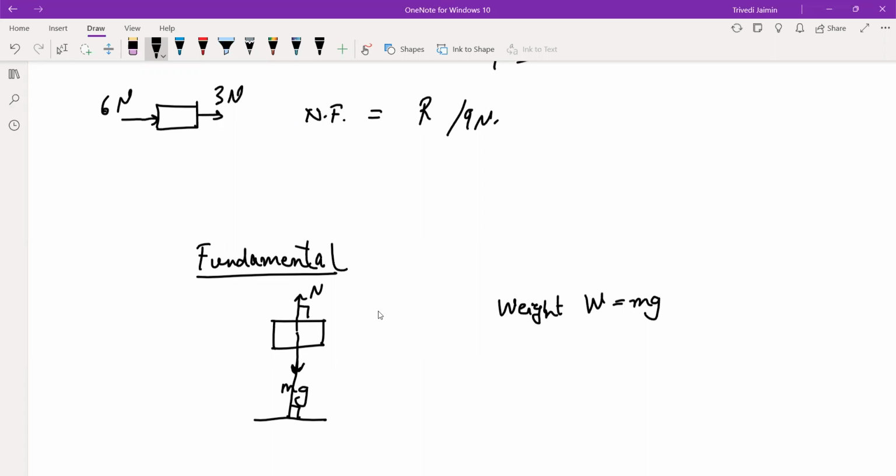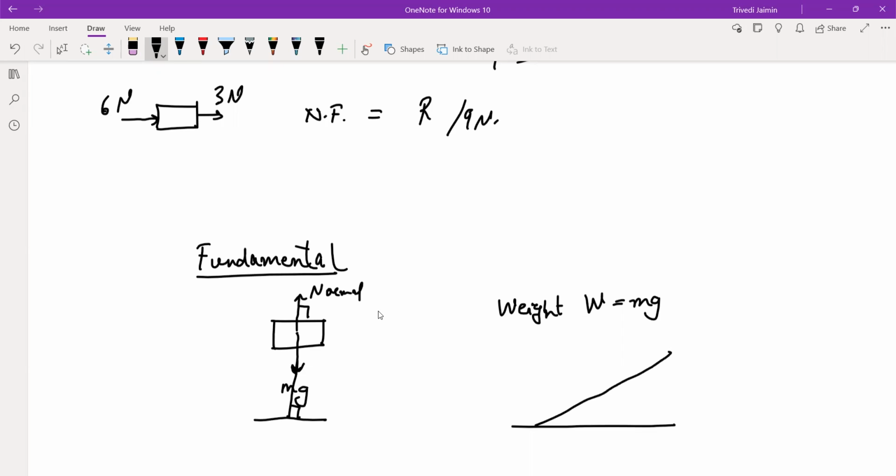Is this clear? Two forces: normal force and weight. You are saying gravitational force, that is also a weight. Are these two statements clear? Yes, sir. Okay, so let me ask you one thing.